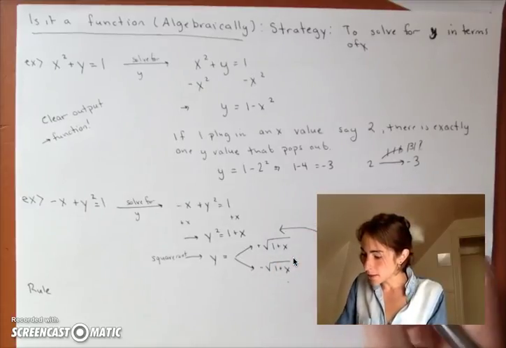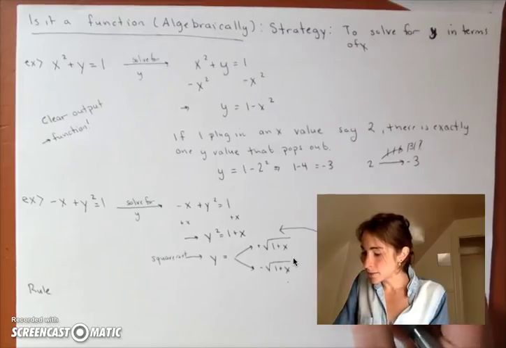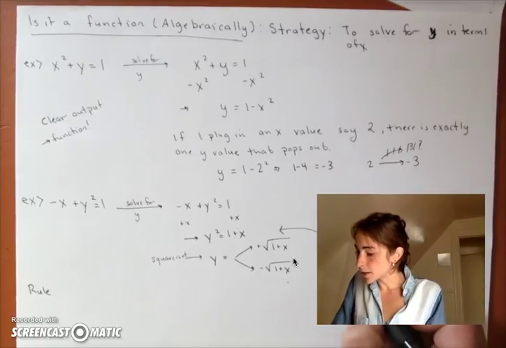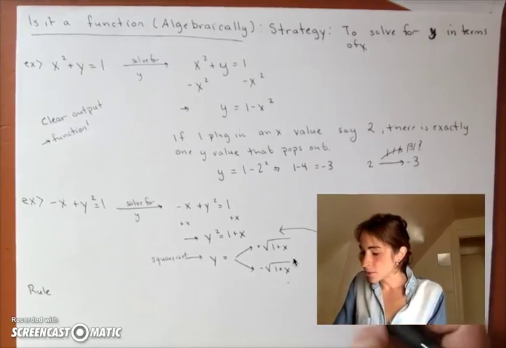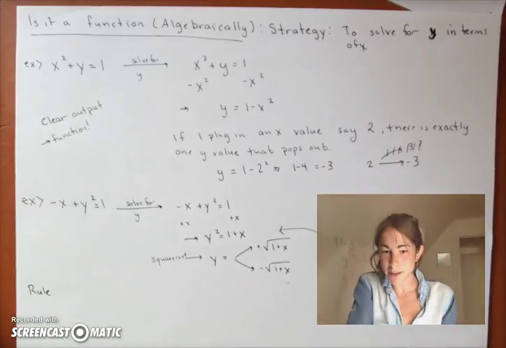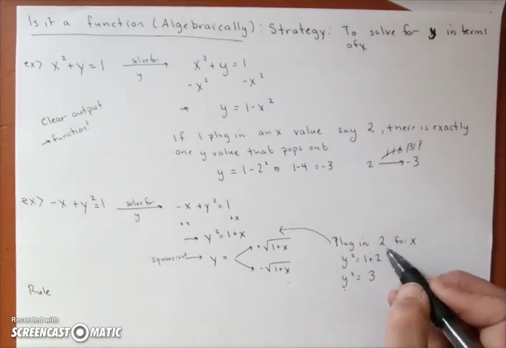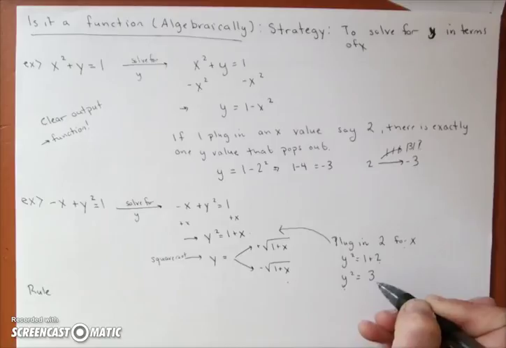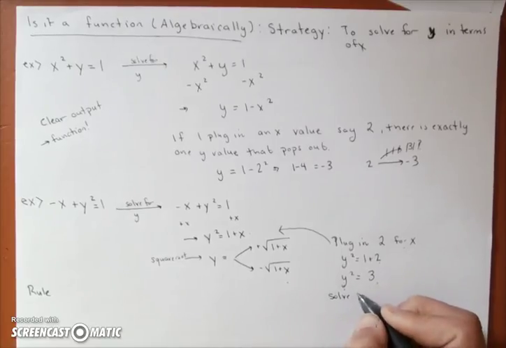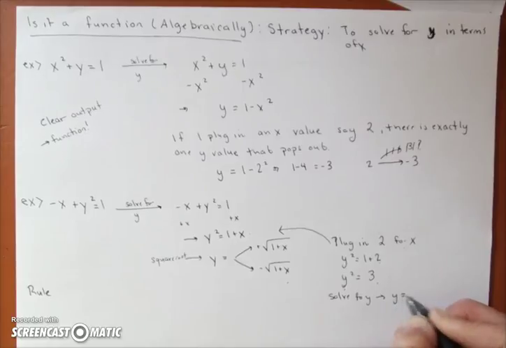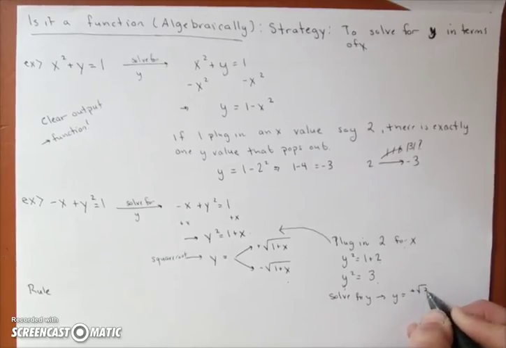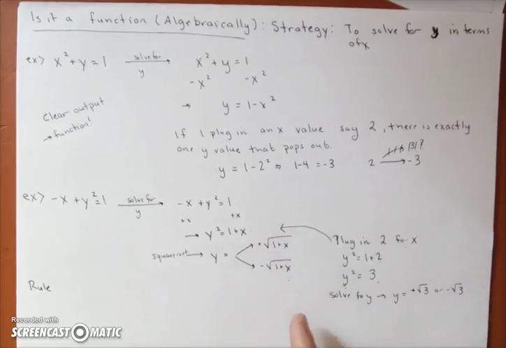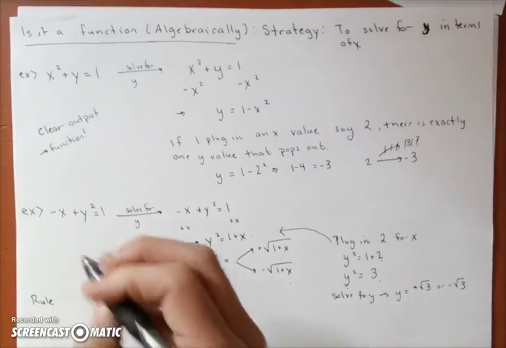Another way you could do it is plug in x here and try to solve for y. Then I would have y squared equals 1 plus 2, so that says y squared equals 3. Solve for y. Well, y could either be plus the square root of 3 or negative the square root of 3. So because there are two options for y, this is not a function.